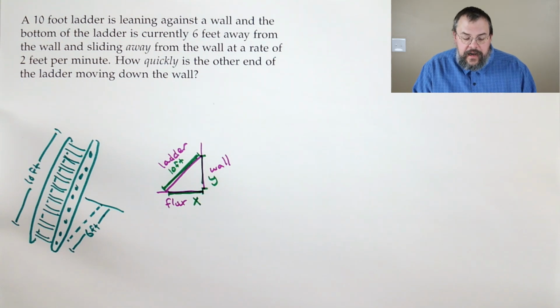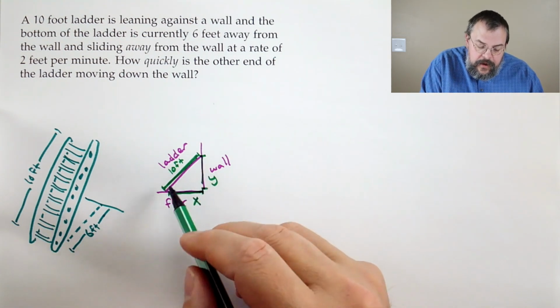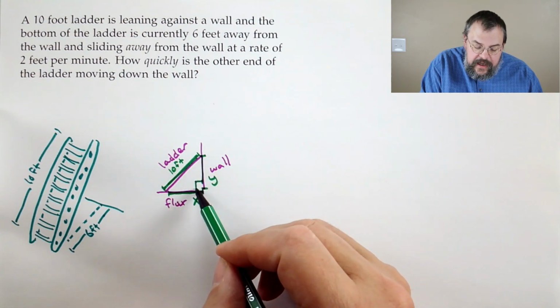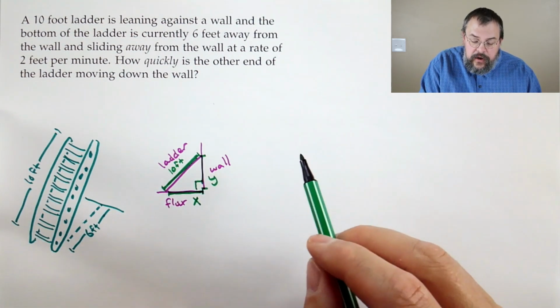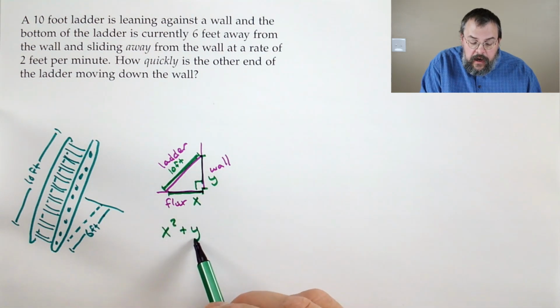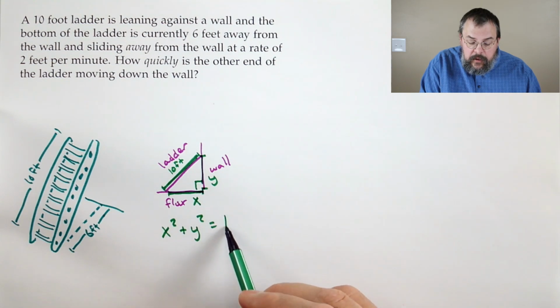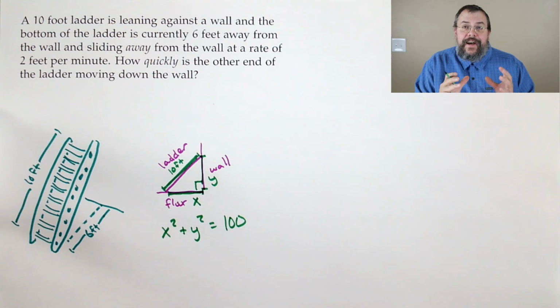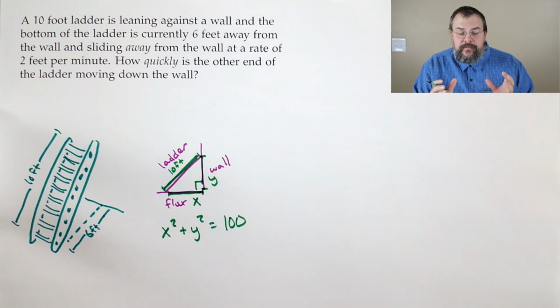Now we say, aha, wait a second. Really, when we think about the picture here, there's a triangle, and it's the right kind of triangle. So our relationship is x squared plus y squared equals 10 squared, also known as 100. So we now have our relationship. Okay, so what's next?